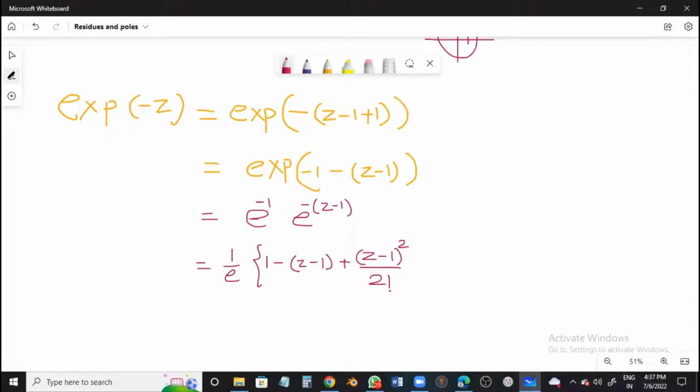So what you understood out of this? If the power is odd, it will have a minus sign. If the power is even, it will be plus. So I'll have z minus 1 cube upon 3 factorial, plus z minus 1 bracket raised to 4 upon 4 factorial, minus and so on. Is it fine?